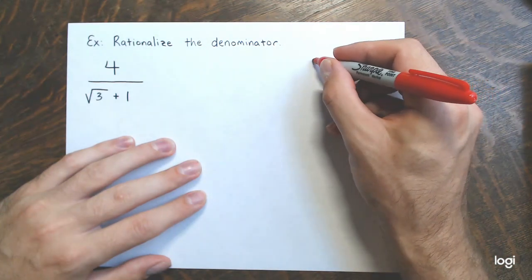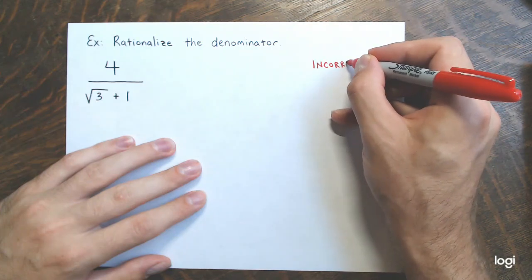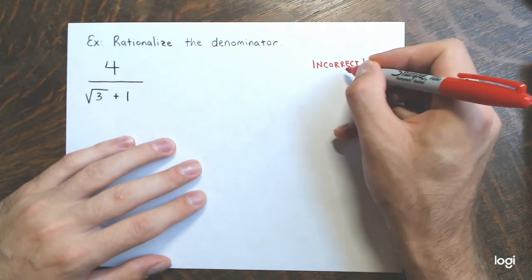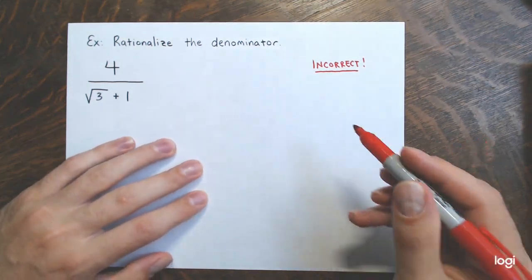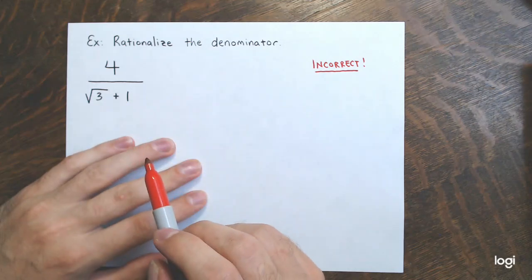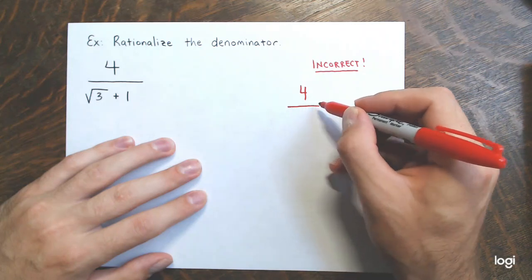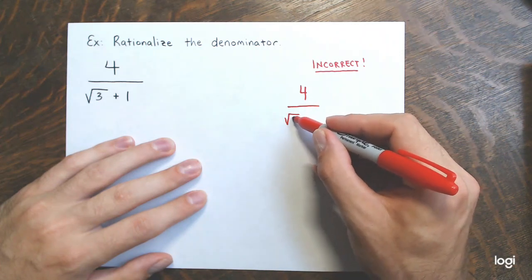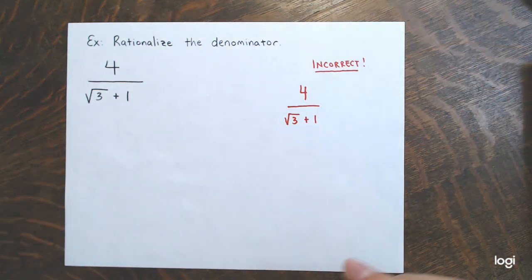So here's the incorrect way of going about this, and I'm only putting this up because I see this mistake made very often when the denominator has two terms with a radical and people try to rationalize it. So we have 4 divided by the square root of 3 plus 1. Very often I'll see people doing this.